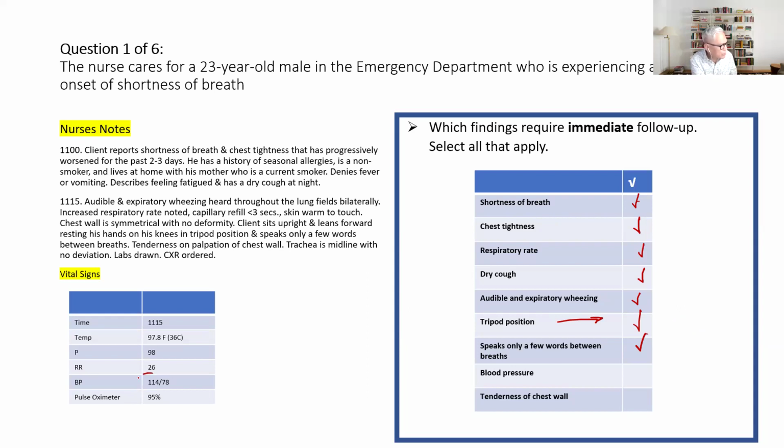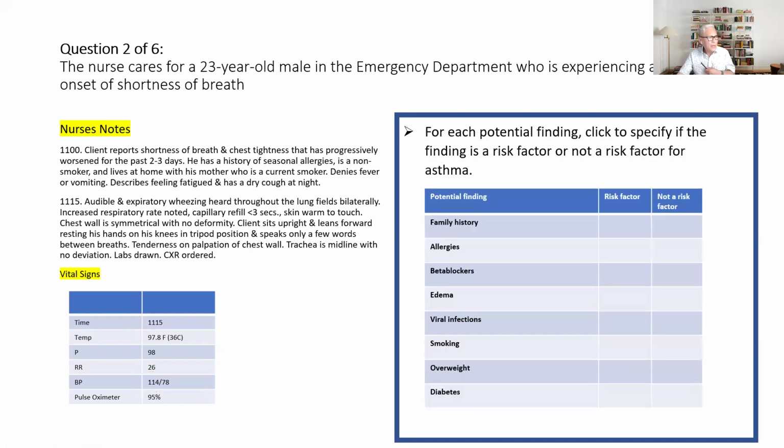The blood pressure is not bad. It's 114/78, so that would not be appropriate to choose. Tenderness of the chest wall does not have anything to do with asthma or this shortness of breath, so we could ignore that. So those are the proposed correct responses. All right. So for each potential finding, click to specify if the finding is a risk factor or not a risk factor for asthma.